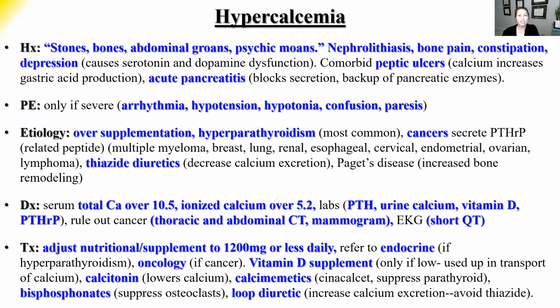Hypercalcemia, we have too much calcium in the bloodstream. So this will be a calcium over 10.5 or an ionized over 5.2. Stones, bones, abdominal groans, and psychic moans is kind of the way to remember this one.